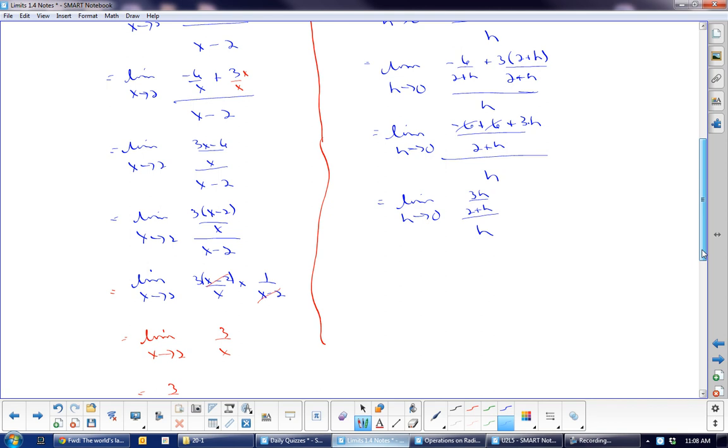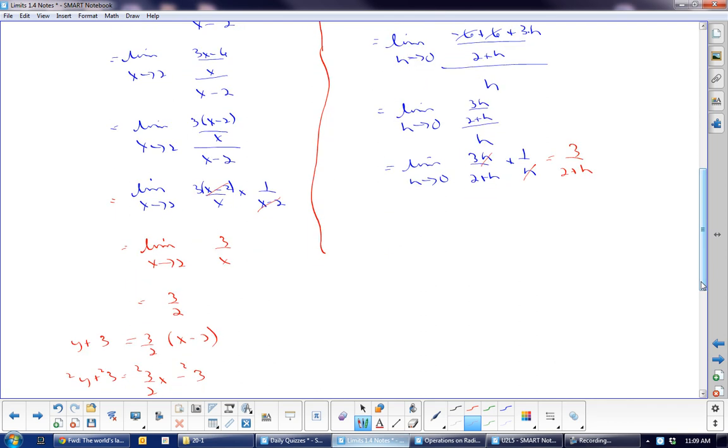When you start doing enough of these, you'll see that the top and the bottom will cancel. But remember, when you divide, it's the same thing as multiplying by the reciprocal. So that's 3h over 2 plus h times 1 over h. The h's will cancel, leaving me with 3 over 2 plus h. Now I'm ready to substitute in my 0. 3 over 2 plus 0 equals 3 over 2.